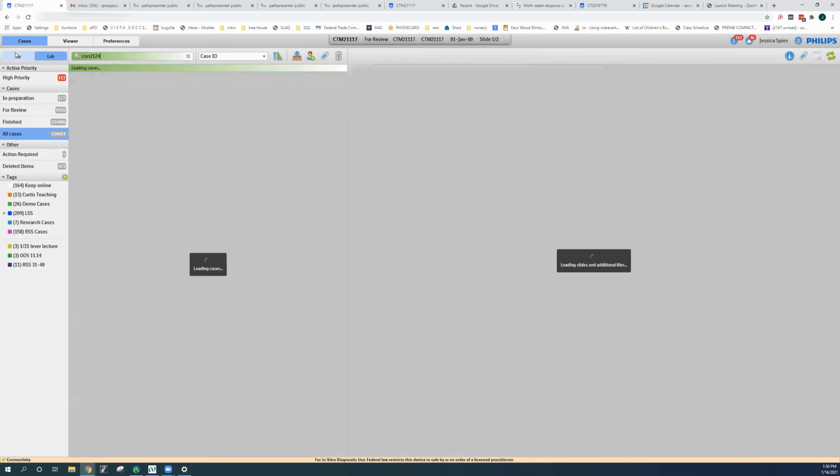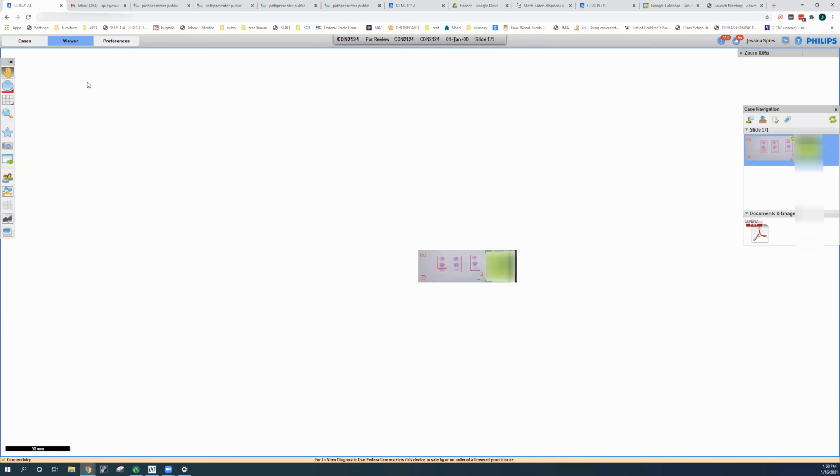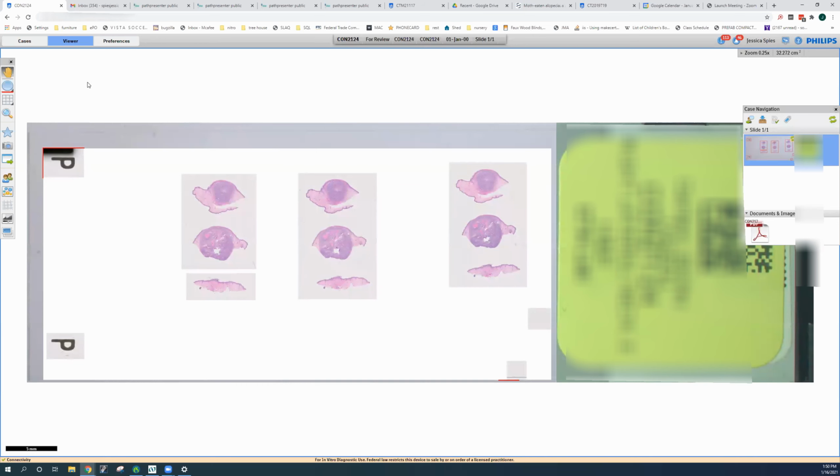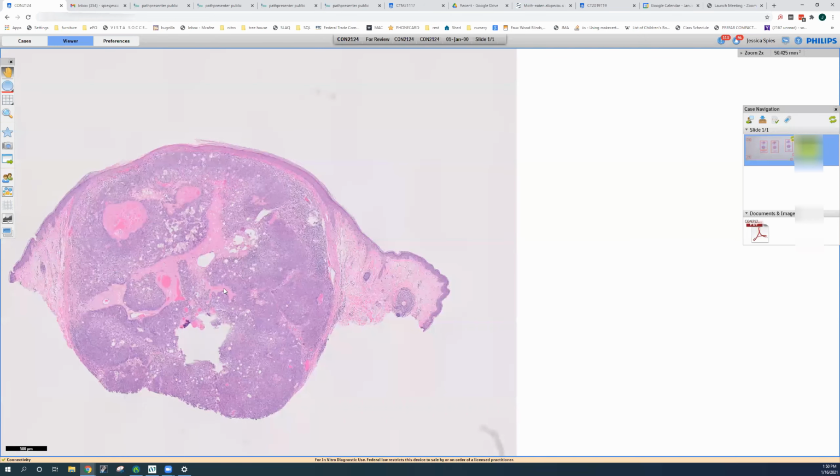All right, the next case I want to show you, a consult case. And this was the neck of a 92-year-old male. And you can see at low power here, we've got a nodular infiltrate or tumor actually in the dermis.